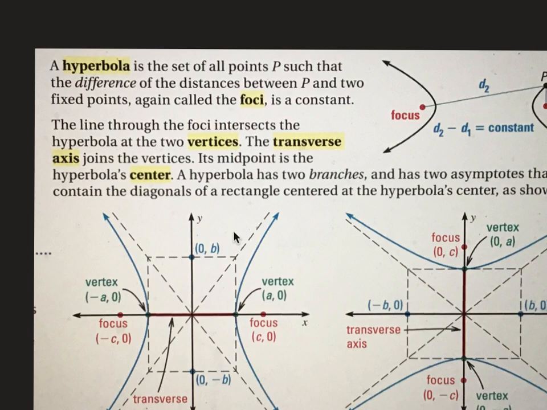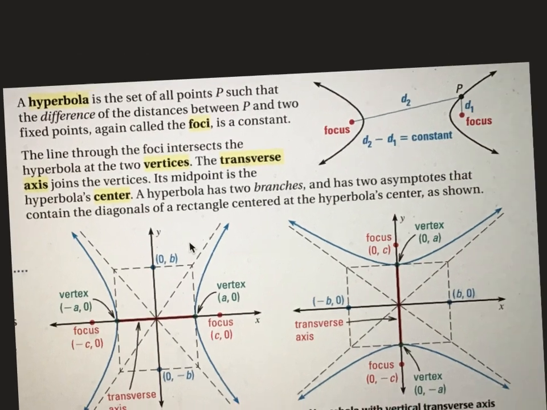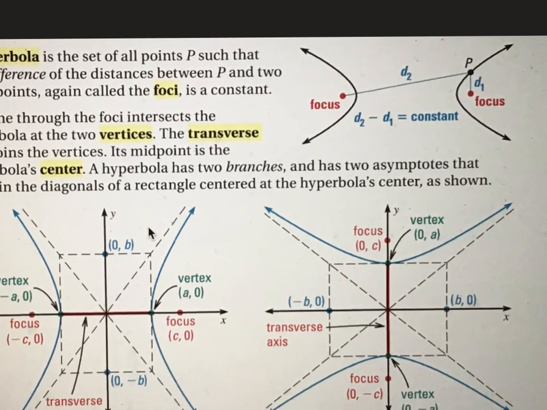A hyperbola is a set of all points such that the difference of the distances between P and two fixed points called the foci is constant. So here's what happens with the hyperbola. First of all, if you look at a hyperbola, this curve right here and this curve right here, those are called the hyperbola. Think about if you flip those backwards. Like if you flip this one this way, you flip that one that way, you would have an ellipse. So it's really an ellipse backwards.